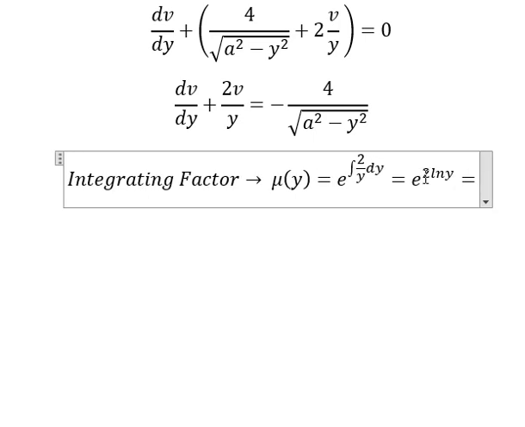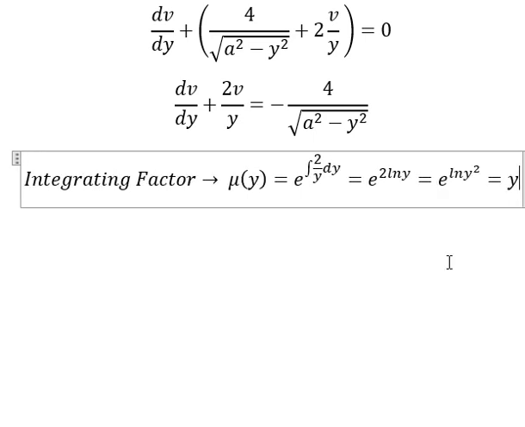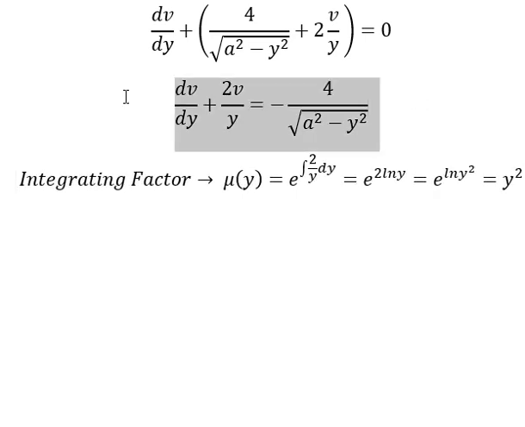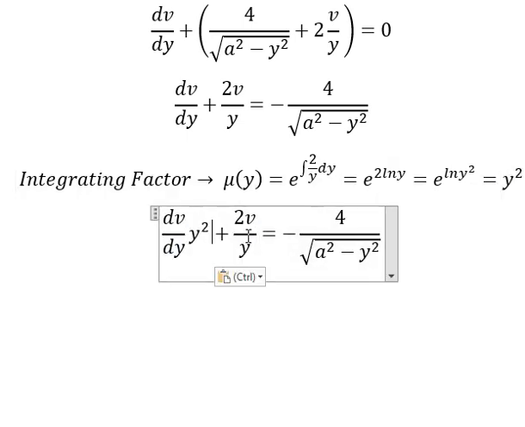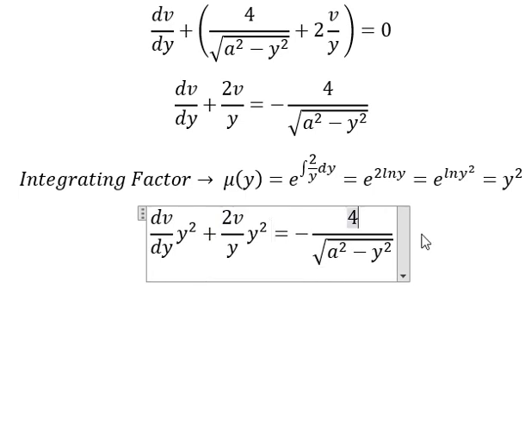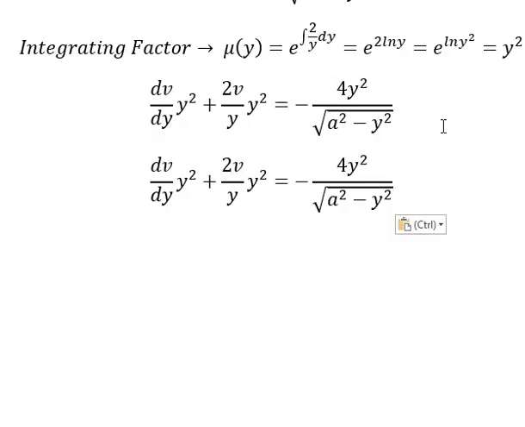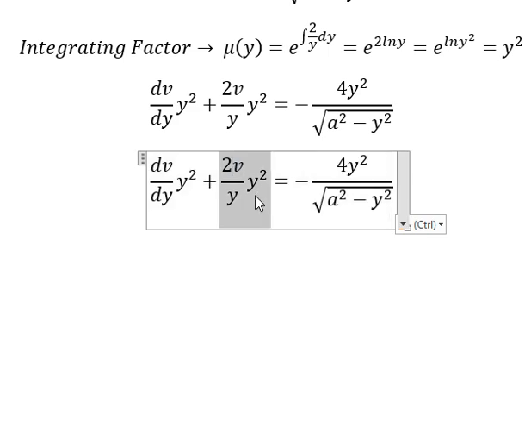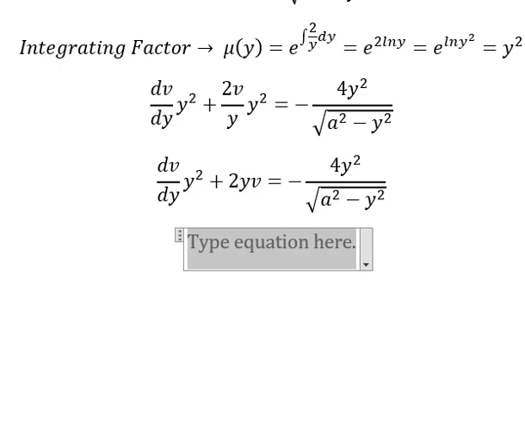And now we put number 2 go inside the natural log in here. And we have y squared. That means we need to multiply both sides by y squared in here. So this one we have 2yv. Now we put the integration for both sides.